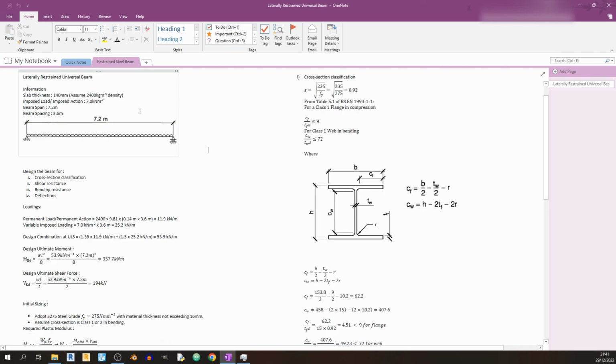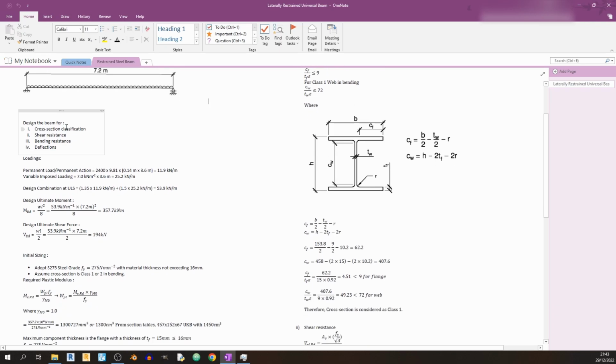So we have the basic information of our beam over here. We have a slab of 140 millimeters thickness with an assumed density of 2,400 kilograms per cubic meter, an imposed load or imposed action of 7 kilonewtons per square meter, with a beam span as shown in this diagram of 7.2 meters, and the beam spacing is 3.6 meters. So imagine another 7.2 meter long beam, 3.6 meters into this view, for example.